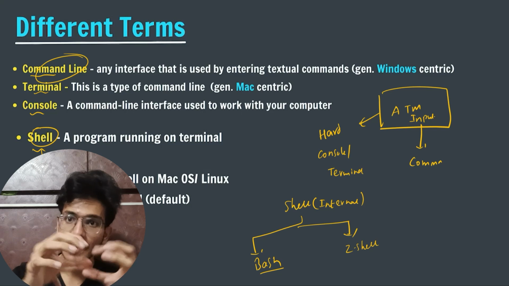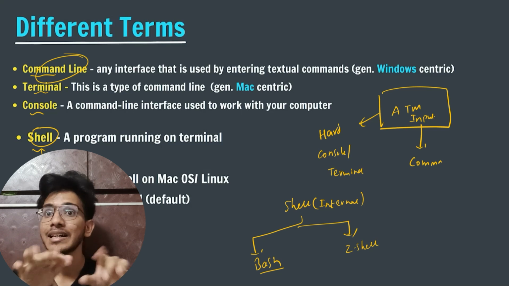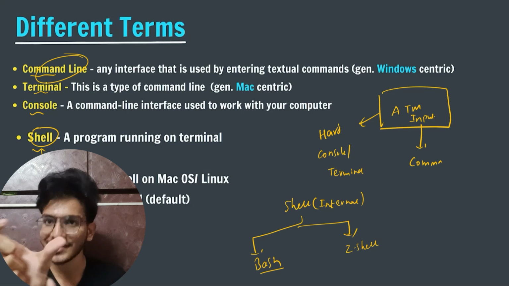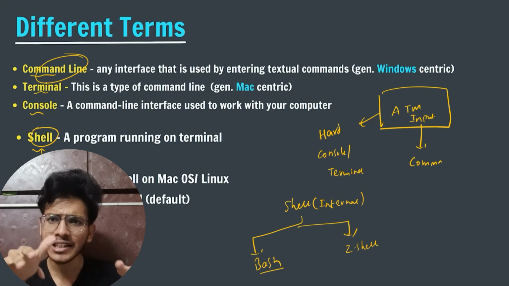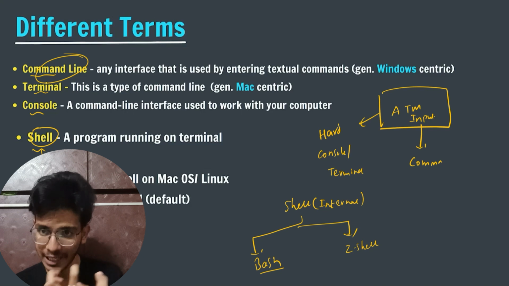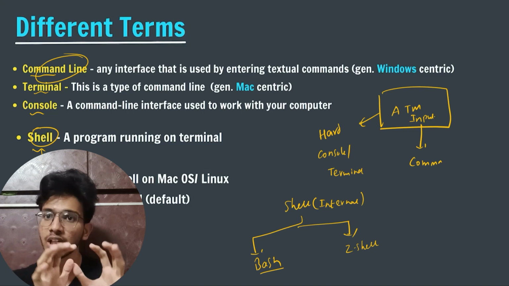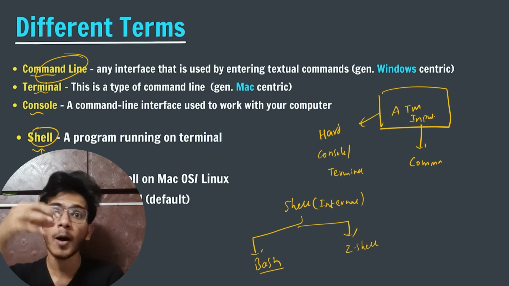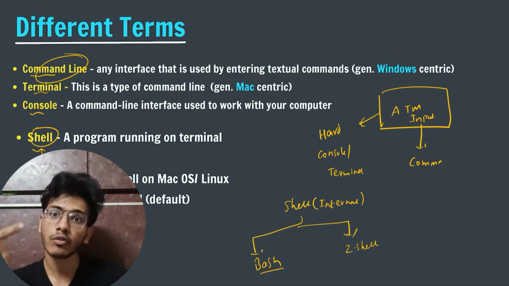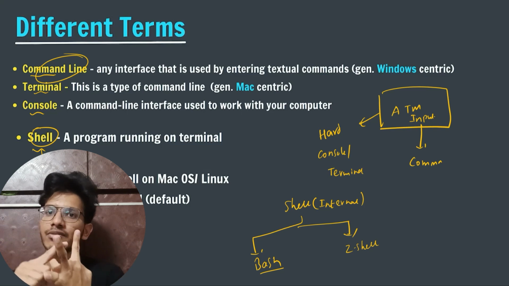Terminal and console are the hardware, and whatever we type in the ATM, that input line is known as command line. By writing the input line, when we click enter, inside the ATM machine we will perform some operations. Those operations are performed through a software, and that software is shell. And we have two types of shells. First one is bash, second one is Z shell.